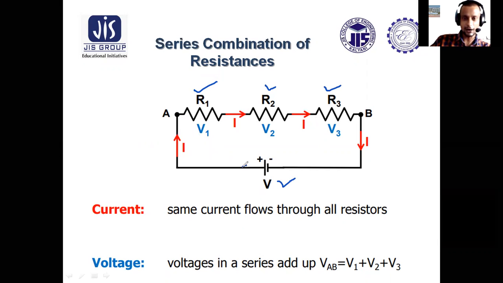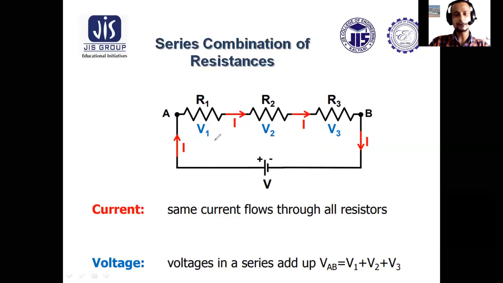So the current coming out from supply will be flowing through R1. As the path is same, current will be flowing through R2 and same current will be flowing through R3 and it will go back to the negative terminal of the supply. So it is concluded that for series connection, current through all these three elements will be same.